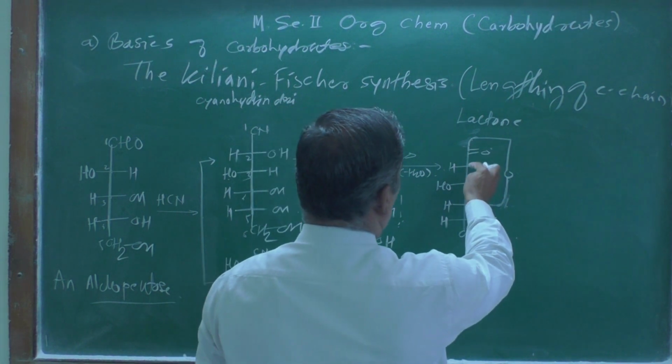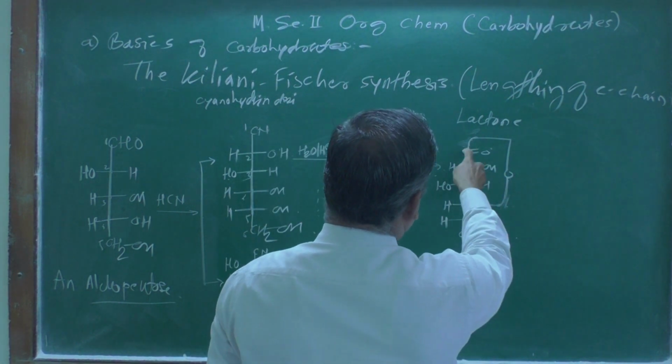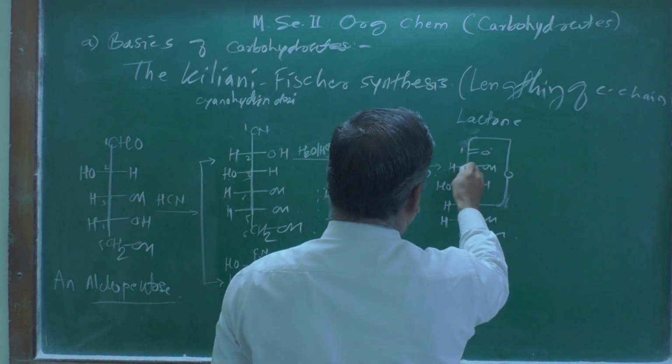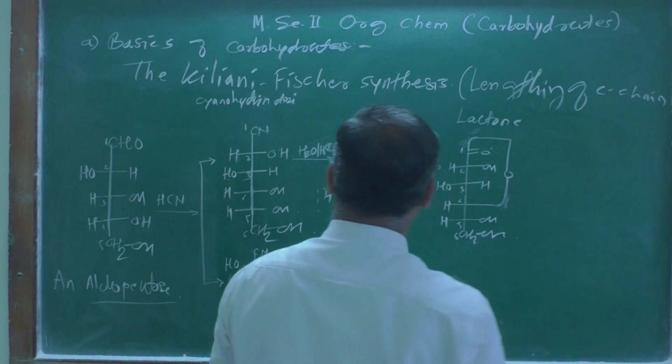So here 1, 2, 3, 4, 5, 1, 2, 3, 4, 5 and 6 carbon atoms.